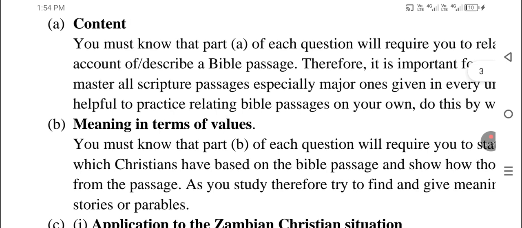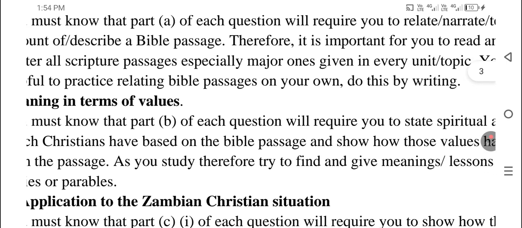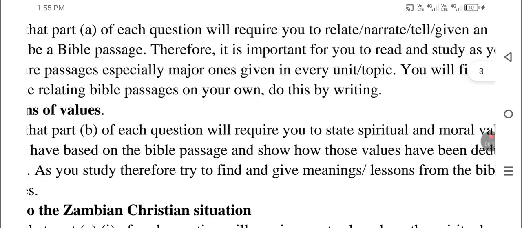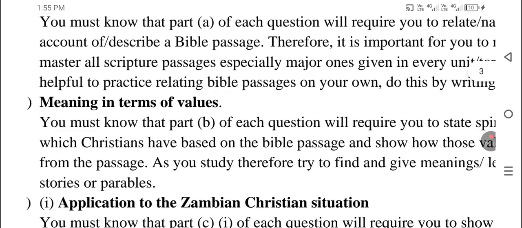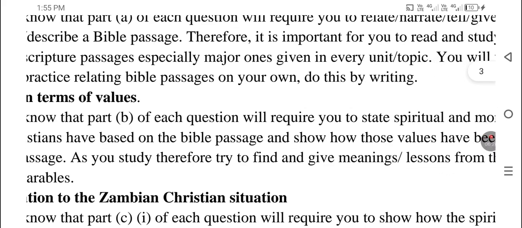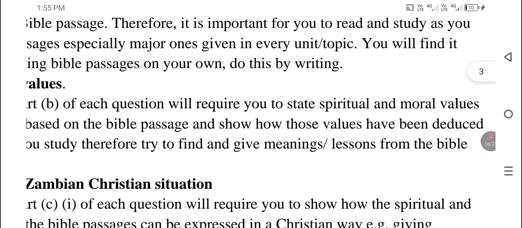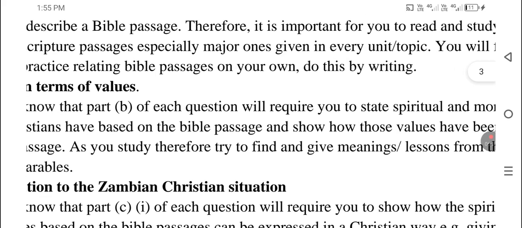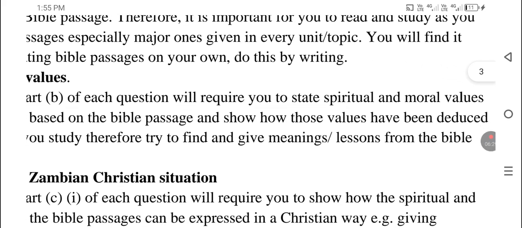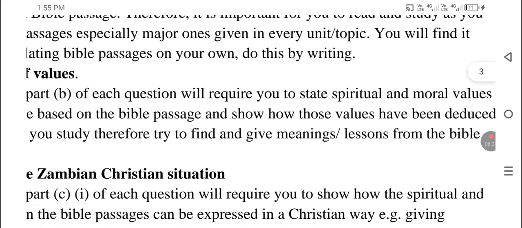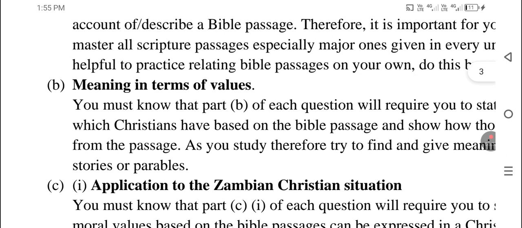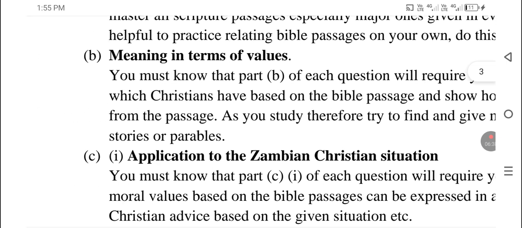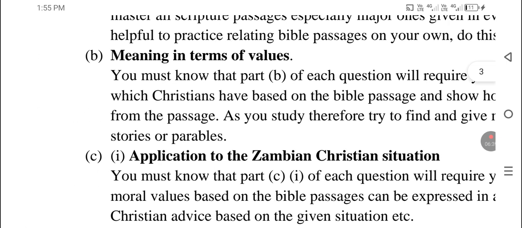So, A, you must know that part A of each question will require you to relate, narrate, tell, or give an account of or describe a Bible passage. Therefore, it is important for you to read and study as you master all scripture passages, especially major ones given in every unit or topic. You'll find it helpful to practice relating Bible passages on your own. Do this by writing them down.